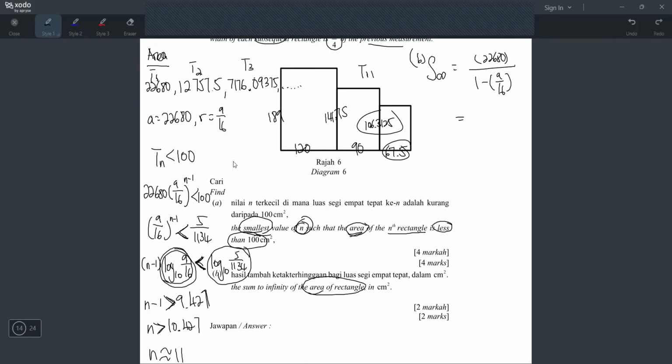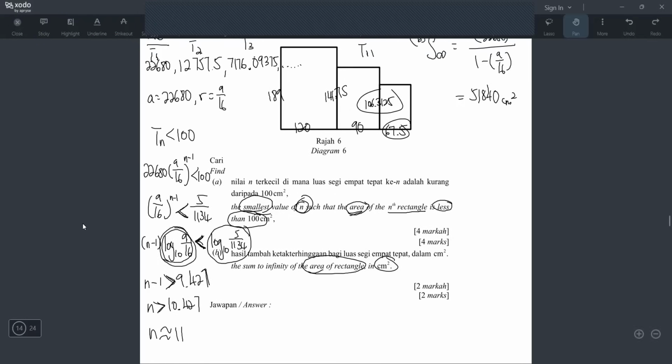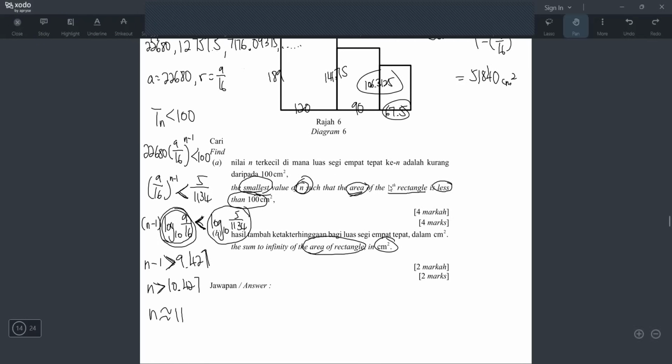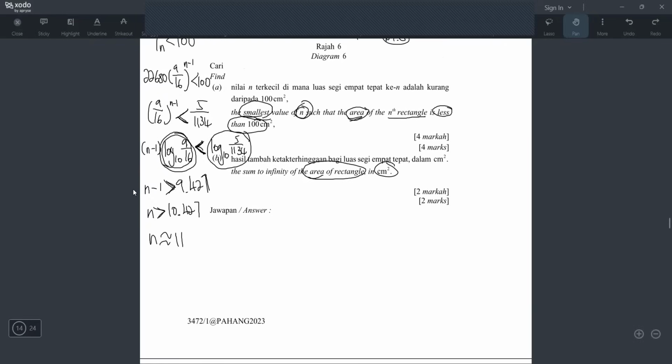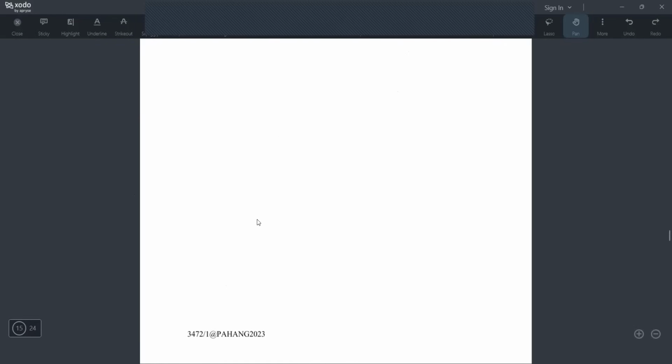My calculator gives me 51840, right? And don't forget to write cm square, because they even remind you here already, in cm square. So this is the answer. But for A, no need to write any unit, because A is n. n has no unit. n is just a number, the number of rectangles. So it's 11. The 11th rectangle is the first whose area is less than 100. So there's no unit for n. Okay, let's continue.